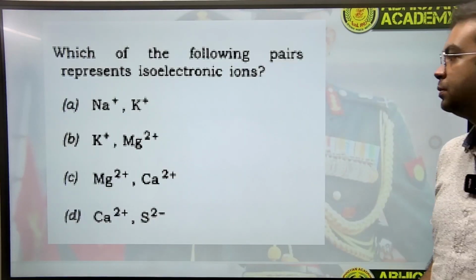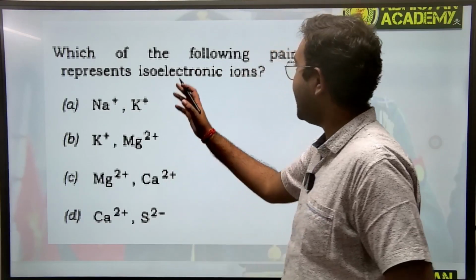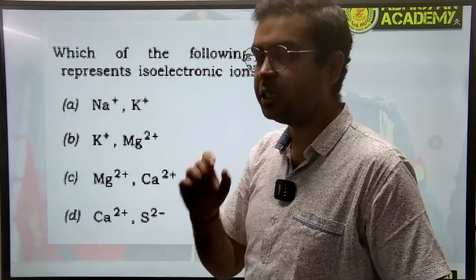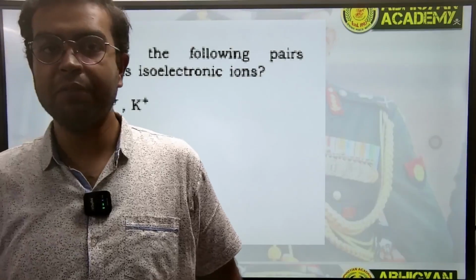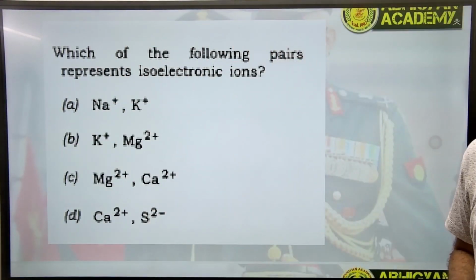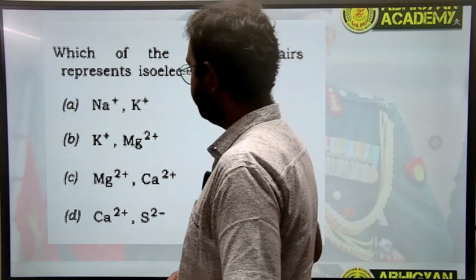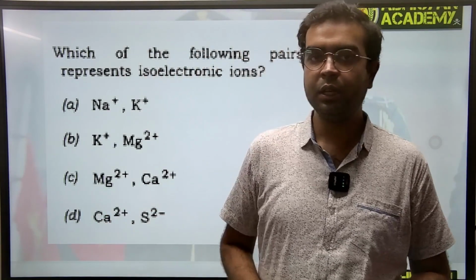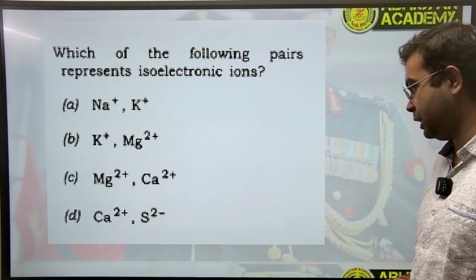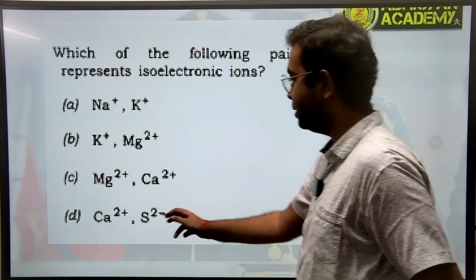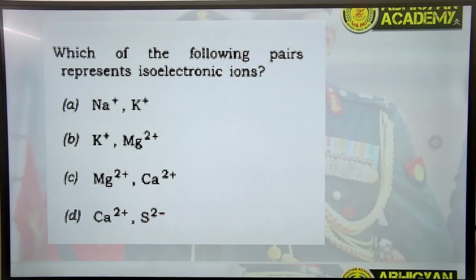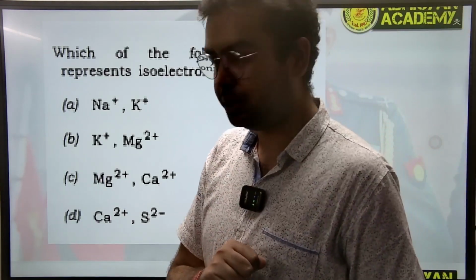Now have a look here. Which of the following pairs represents isoelectronic pairs? Isoelectronic means that both the atoms have the same number of electrons. Now let's see which atoms have the same number of electrons. If you look at calcium, calcium normally has 20 electrons in total, but it is calcium 2 plus. That means it has an excess of 2 positive charges. That means 2 electrons are less.